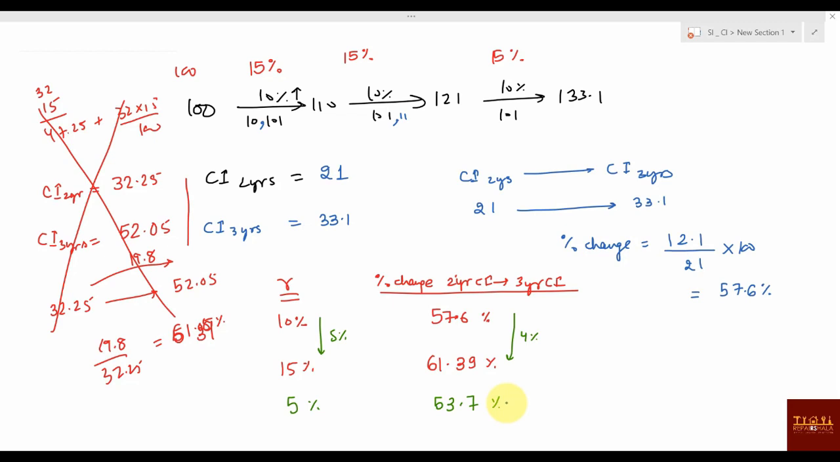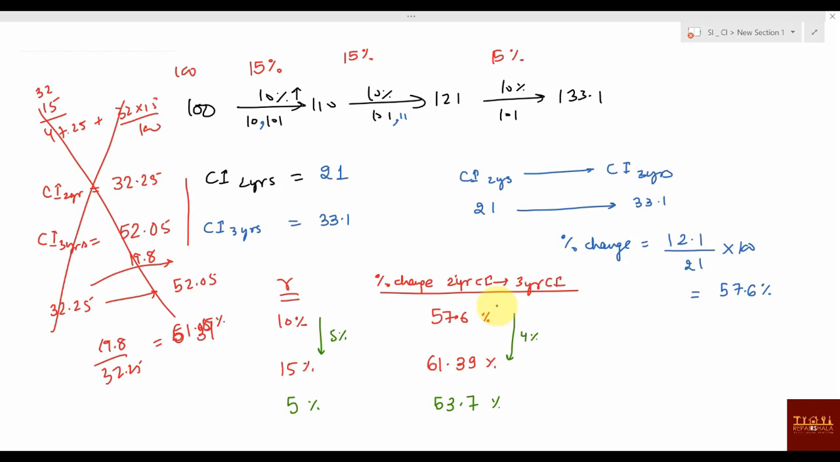People simply ask questions based on this. So understand this part. Suppose rate of interest is increased by 5%, then the percentage change from 2 year CI to 3 year CI will have a 4% increment. This is the only thing to remember. You can write it in whatever sheet you are making for a quick revision.